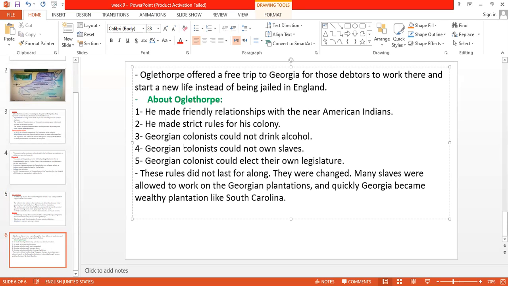How were these strict rules? Number one, the colonists who lived in Georgia couldn't drink alcohol. Next, the Georgian colonists couldn't own slaves, so no slavery in Georgia. After that, the Georgian colonists could elect their own legislature. Okay, but after that, guys, all of these rules didn't last for long, and they were changed, and many slaves were allowed to work on the Georgian plantations. And quickly, Georgia became a wealthy plantation colony like South Carolina and all the southern states.